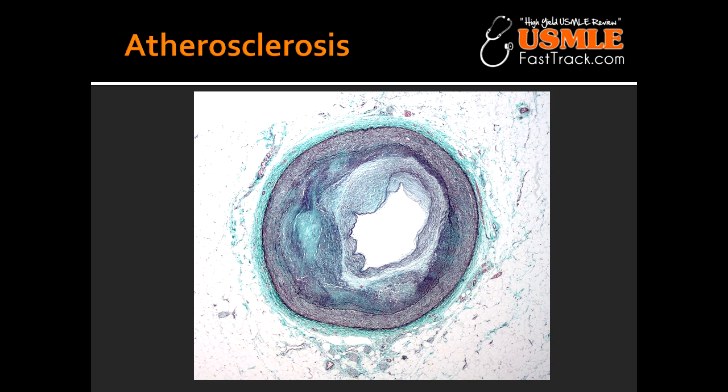Atherosclerosis. What is atherosclerosis? Atherosclerosis is a disease of elastic arteries and large and medium-sized muscular arteries. What are some of the modifiable risk factors of getting atherosclerosis? Some of the modifiable risk factors include smoking, hypertension, hyperlipidemia, and diabetes.